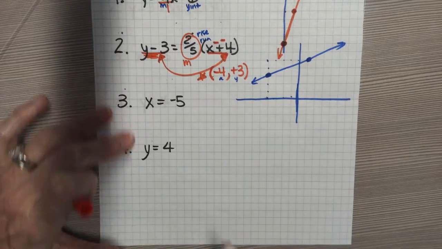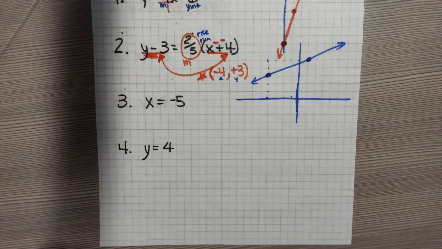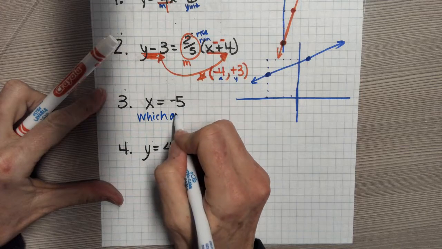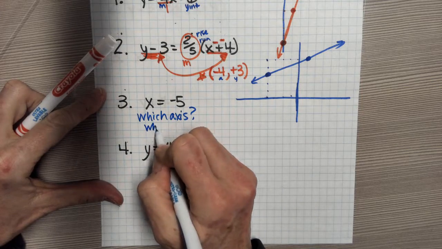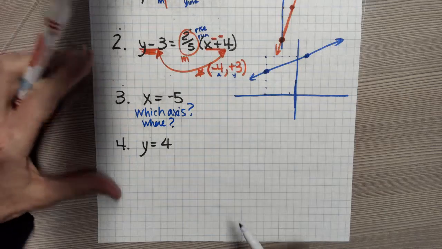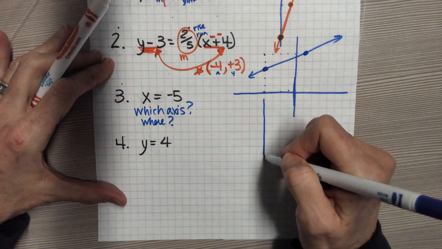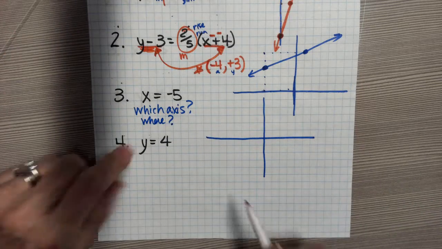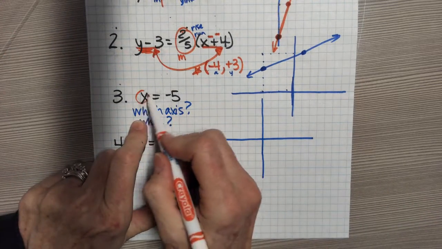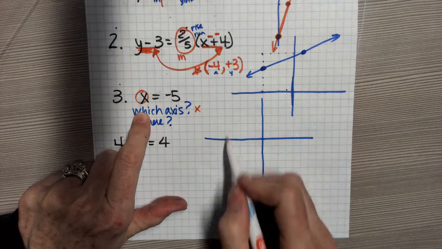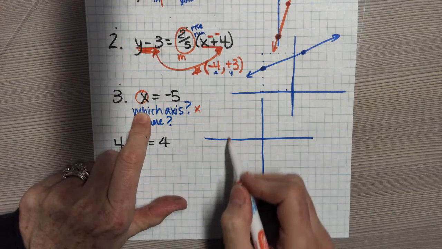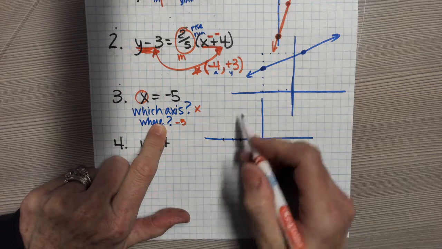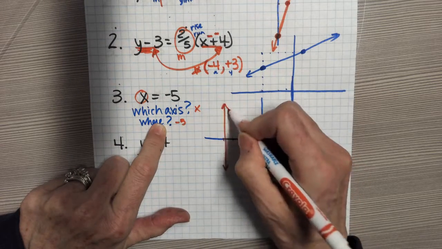Okay, next one. X equals -5. This is the oddball equation where you ask yourself two questions. Which axis does it cross and where? If you get those two questions down, these are actually the easiest of all. Okay, this one says, which axis does it cross? Well, there's our answer right there, the x. Well, if it doesn't cross the x, it has to be going like this. Where is it going to cross? -5. So 1, 2, 3, 4, 5, and there's my equation.